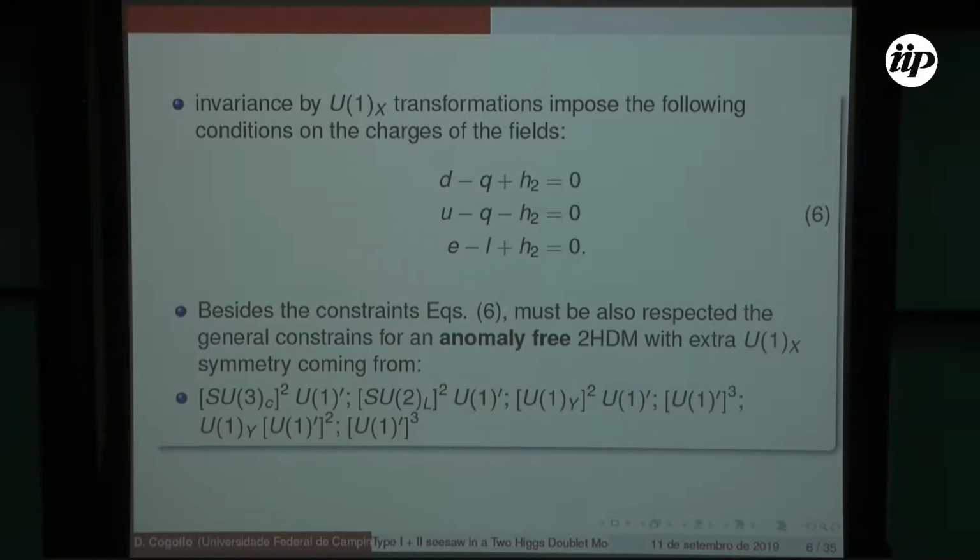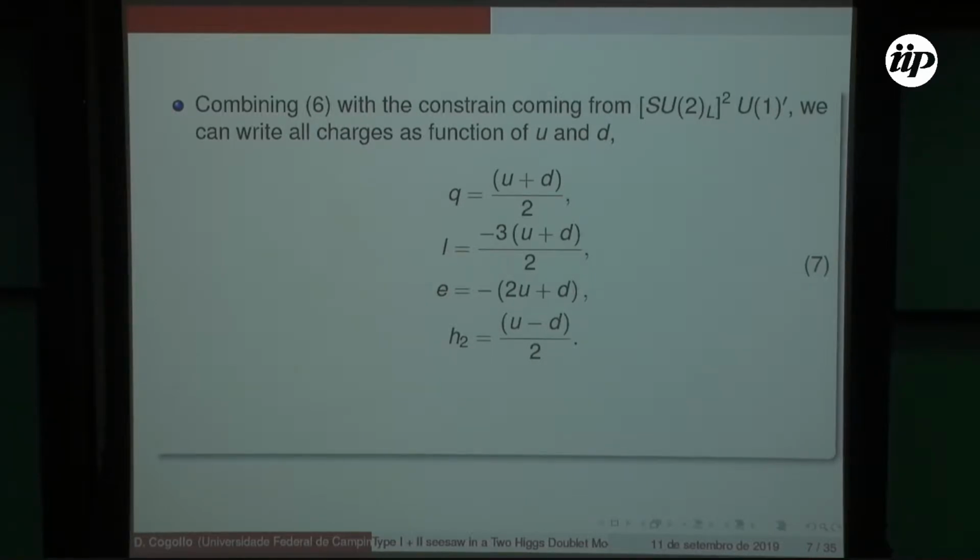Then what did we do? We combined the constraints. Each one of these constraints generates an equation that is a relation among the charges of the fields. Then we have three here and six here. And what did we do? We combined the equation coming from this relation with these constraints. And in this way, we write the charge of all the fields as a function of U and D. Just the charge of all the fields as a function of U and D.